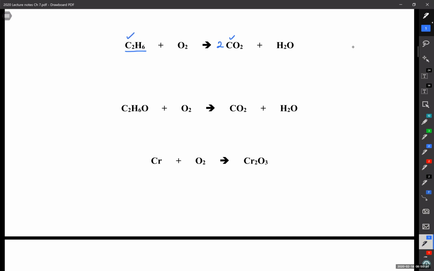How many hydrogens do I have on the left? 6. How many H2Os do I need? 3. So that's done. So far, so good, guys. Does it make sense, like what's going on here?